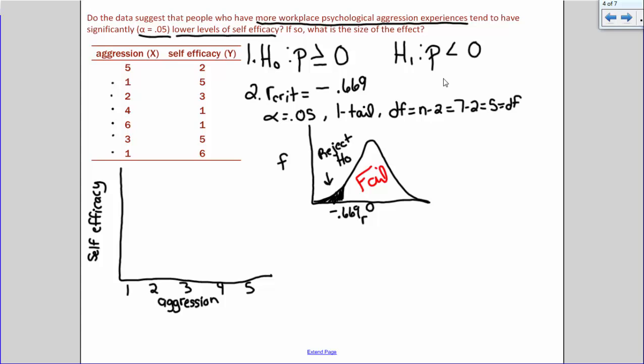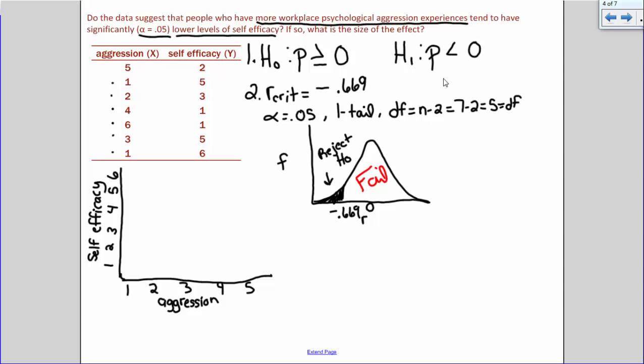If we measured aggression on a scale of 1 to 100 and had values ranging from 1 to 100, you could count by 10s or 5s, whatever makes sense, just to keep it simple but still visually see your data. Same thing for self-efficacy. It ranges from 1 to 6, so I'm just going to represent all those values here. Let's not include the 0 because we don't even have a 0 in our data set. 1, 2, 3, 4, 5, and 6.